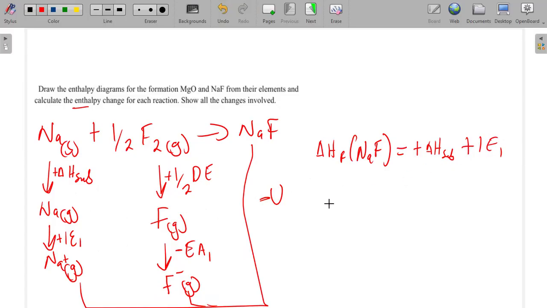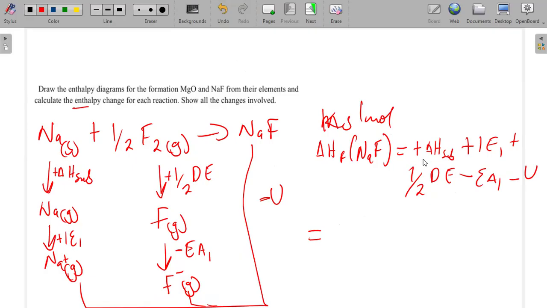Then we have plus half of the dissociation energy. Then minus the first electron affinity, and then also minus the lattice energy. That's what we have. So we can paste the values from our literature, and these are in kilojoules per mole. Let's do that.